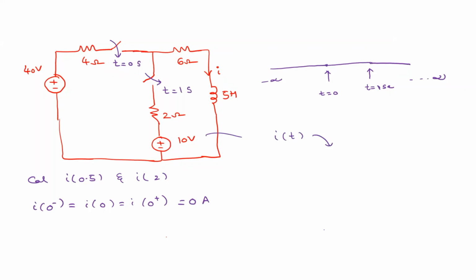But at t equal to 1 second, there is another switch which is closed. So when you are finding out the response for this circuit, what is the initial current through this inductor?